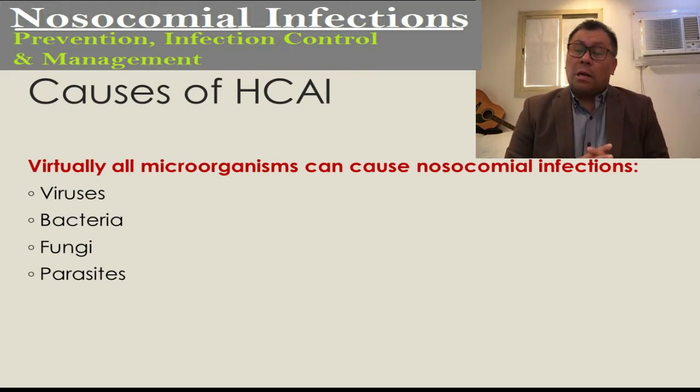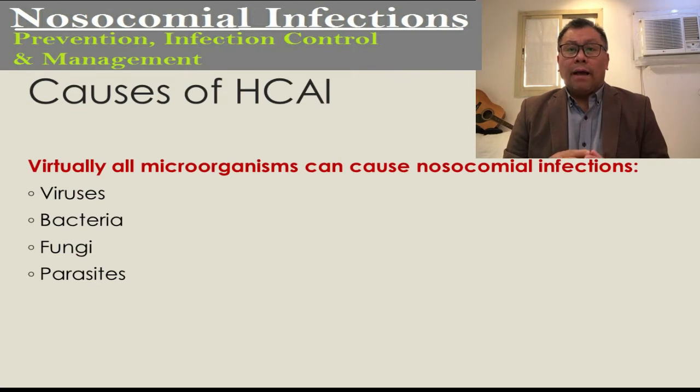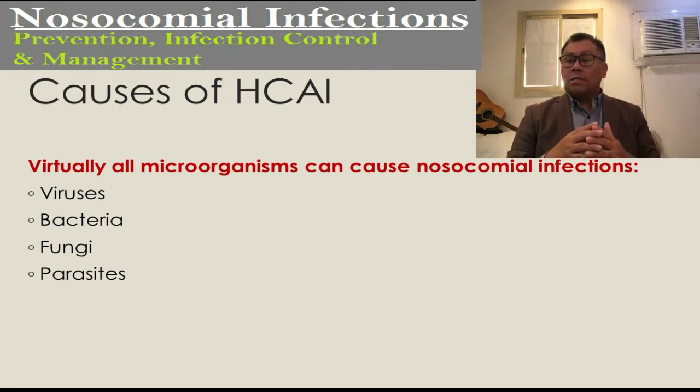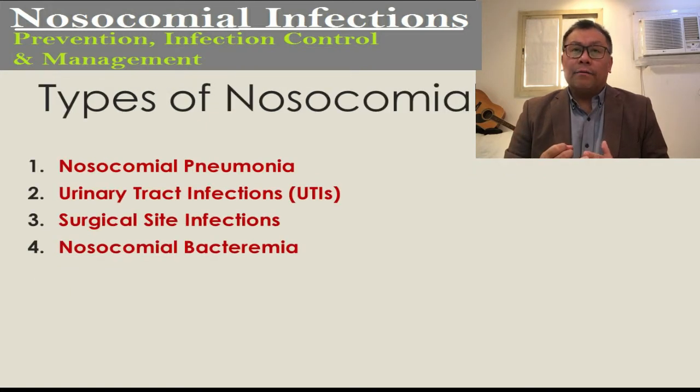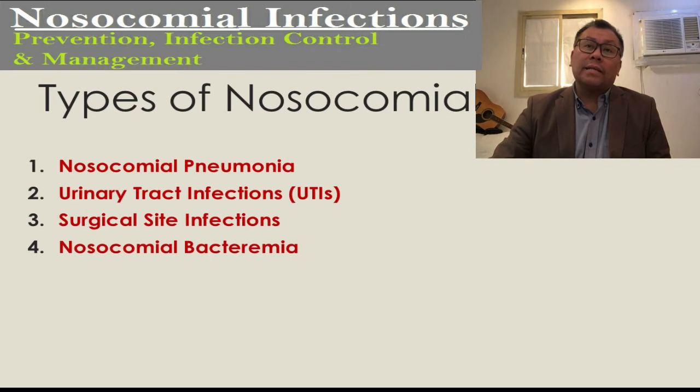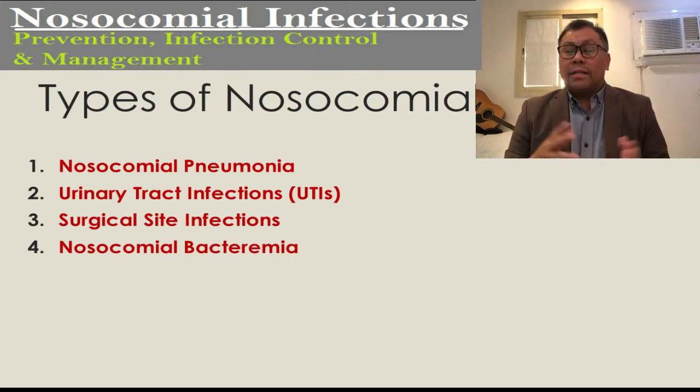What are the causes of hospital or community acquired infection? Virtually all microorganisms can cause nosocomial infections. We have viruses, bacteria, fungi, and parasites. What are the types of nosocomial infections? Number one, we have nosocomial pneumonia. We have UTI, urinary tract infections.